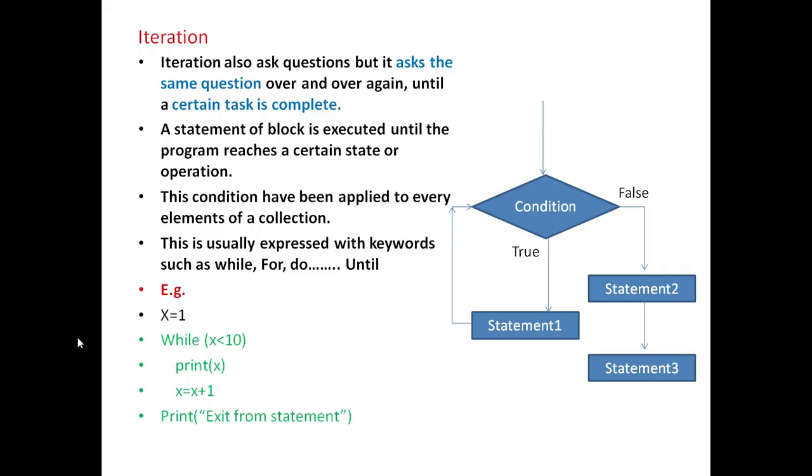For example, here we have assigned x equal to 1 and we'll use the condition while x is less than 10. And when the condition is true, we will print x and increase x by 1. And when the condition becomes false, it will print exit from statement.